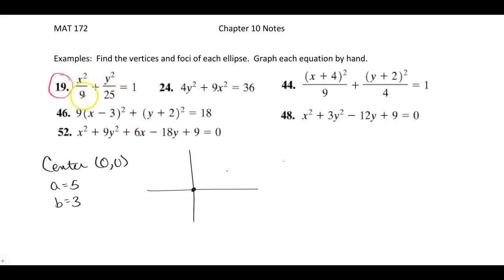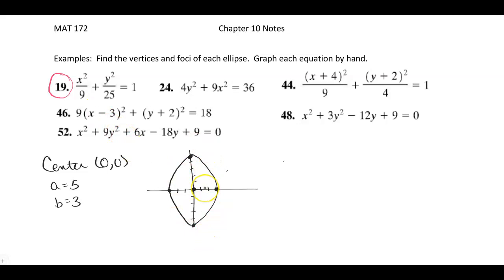So if you want to draw a quick picture of what's going on, you can use the number under X and the number under Y to do it. So our number under X is going to be 3 squared. So that means we're going to move 3 along the X, to the left and to the right of the vertex. And then we're going to move 5 along the Y. So there's our picture of our ellipse.